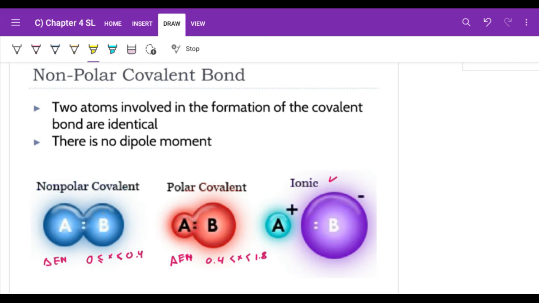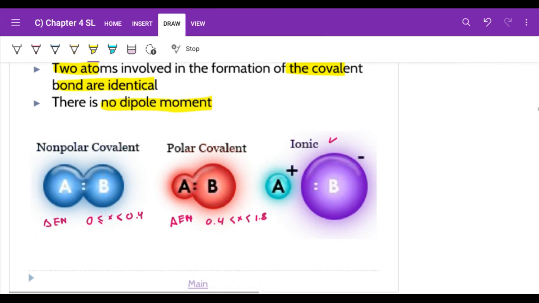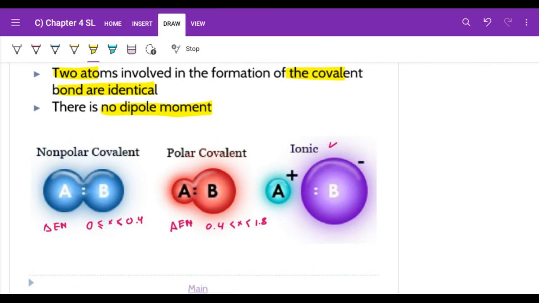The two atoms involved in the formation of the covalent bond are identical. There is no dipole moment. What does no dipole moment mean? It means they are sharing equally, because the force of attraction towards A and towards B is equal. They have quite similar force of attraction. But for polar bond, this pair of electrons is attracted more towards B compared to A. That's why A becomes partial positive and B becomes partial negative. For non-polar covalent bond, there is no partial positive and partial negative.